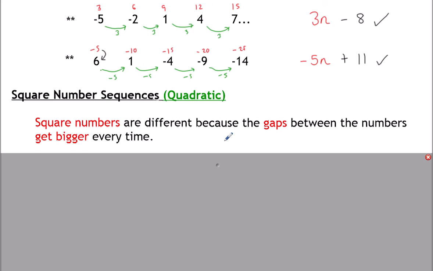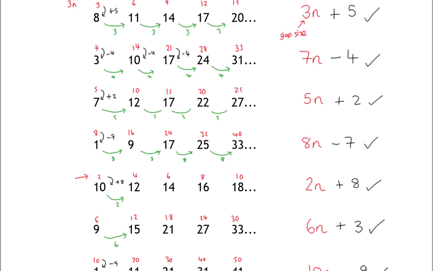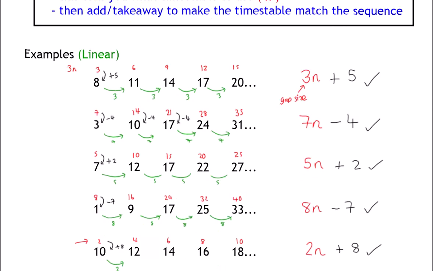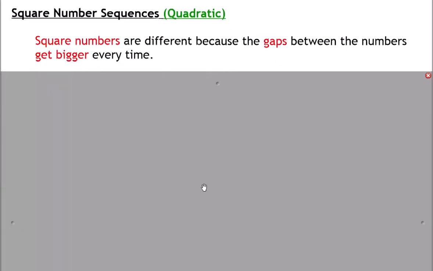So anything with a squared is called quadratic. Now then, what makes this bit of the topic special is that the gaps between the numbers are not the same every time. We saw right at the beginning of the lesson, if I scroll all the way back up here, 3n went up in 3s, 7n went up in 7s, but n squared went 3, 5, 7, 9. And I said that's different, it doesn't count like a times table. So what I'm saying is that if the gaps get bigger every time in your sequence, then it must involve square numbers somehow.